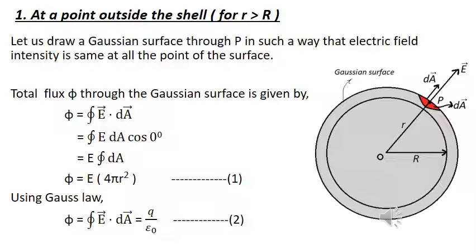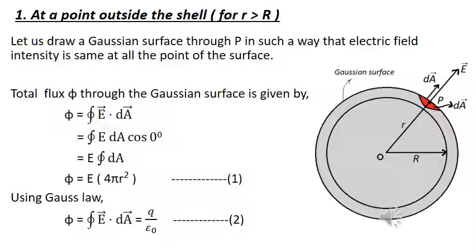So the first topic is electric field intensity at a point outside the shell. In this case, the distance of point of observation P from the center of the spherical shell O will be greater than the radius of the shell. For this, let us draw a Gaussian surface through point P in such a way that electric field intensity at each point of the Gaussian surface is same.